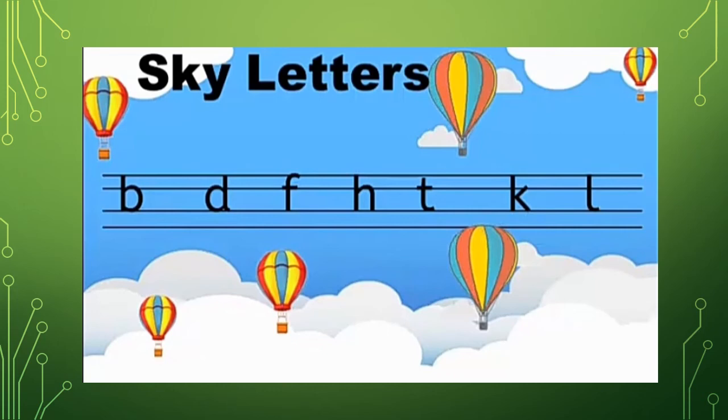Again I repeat that as we know the sky is on the top, so we will write sky letters on the top 3 lines: B, D, F, H, T, K, and L.